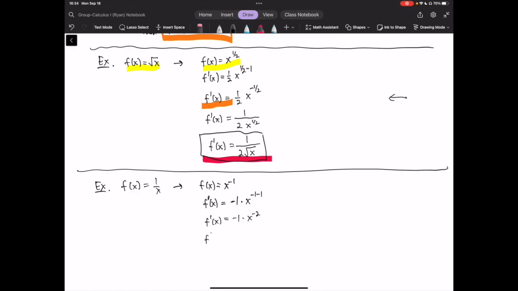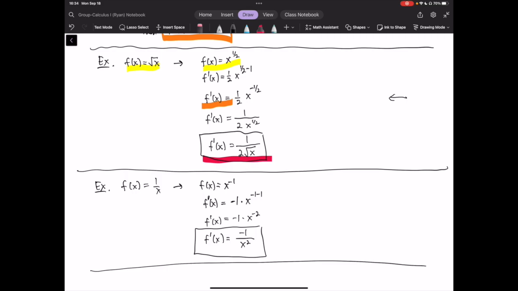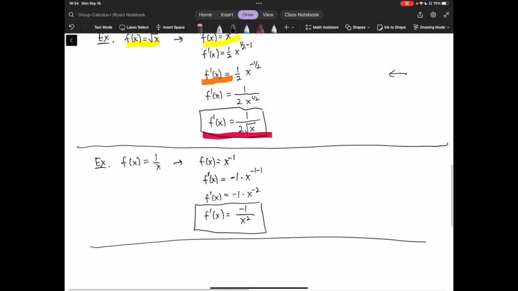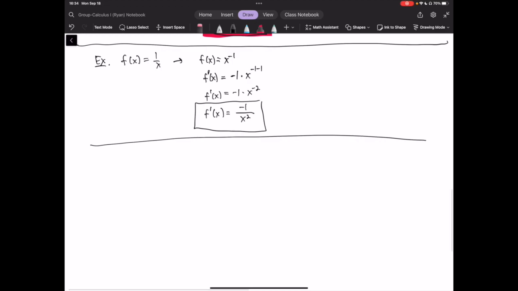And so that is then going to look like f prime of x equals negative 1 over x squared, where the squared power is positive as long as it's downstairs. Okay, so that's how we can use the power rule to help us take the derivative of a rational function, where the term is in the denominator. Okay, let's do one more real quick, kind of based on this idea.